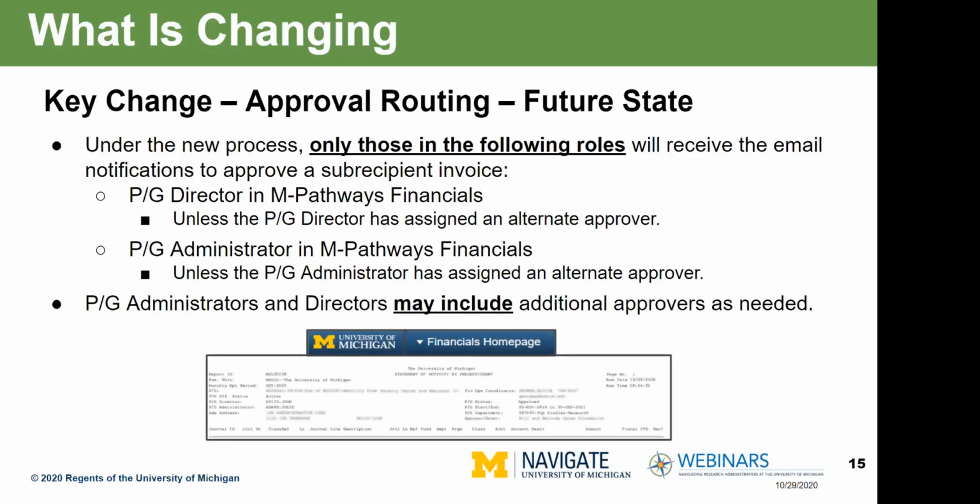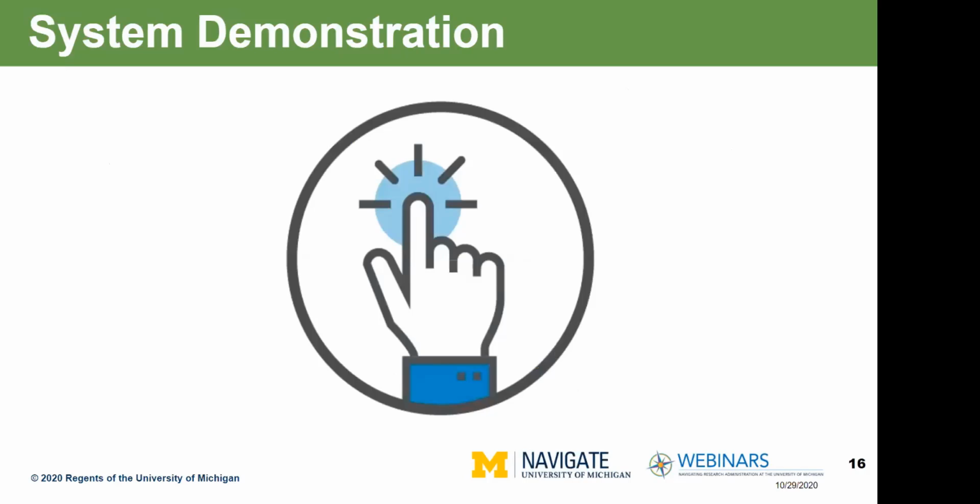As I mentioned, project grant administrators and directors may include additional approvers as needed. And when additional approvers are added to the workflow, they will also receive an email when it is their turn to approve. So these are the individuals who will receive the notifications in the new system.